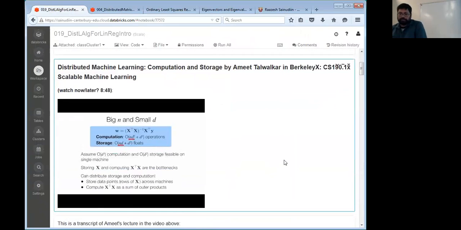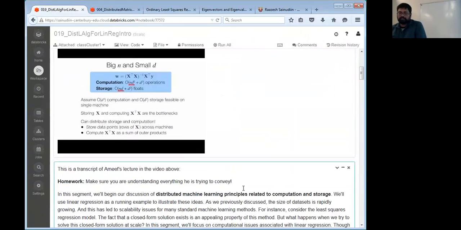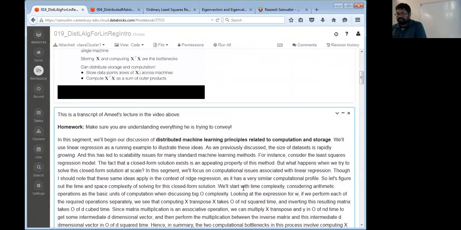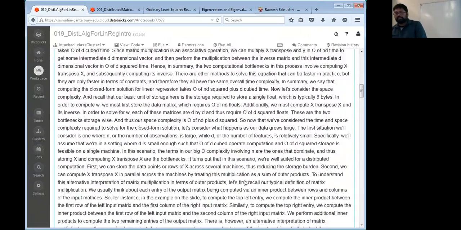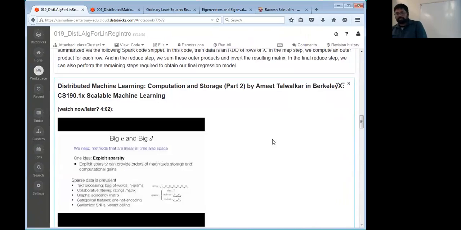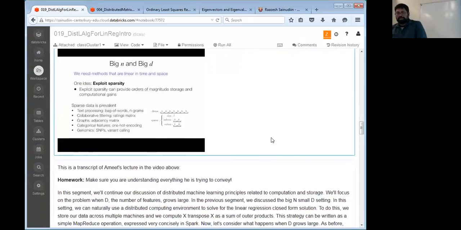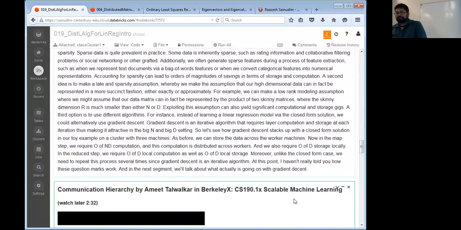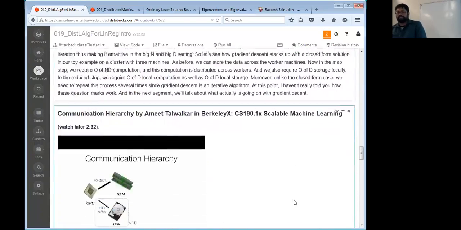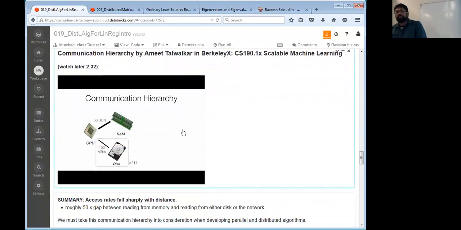Here is a transcript of Amit's lecture. He nicely condenses what distributed machine learning is, what the principles are, and specifically how these principles relate to computation and storage. Once he goes through this, he goes through part 2, where he talks about how to exploit sparsity in certain situations, how to minimize communication, and so on. Again, this is a transcript of it. It's not a lot, but please try to understand this carefully. This I'm going to skip because we saw it already in the first week.